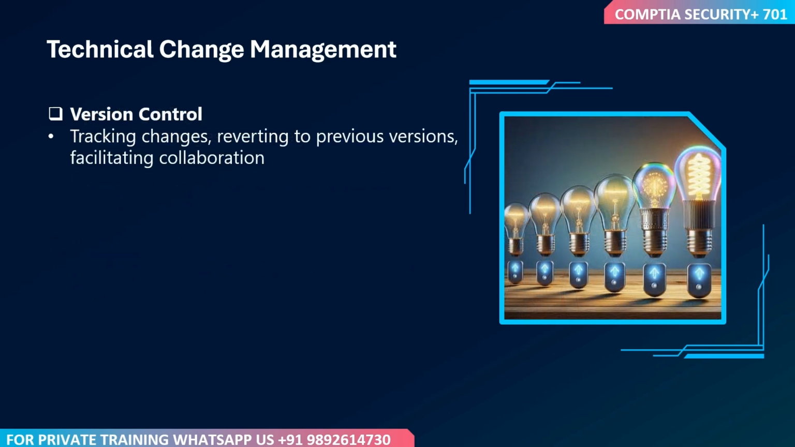Version control. Version control is a system that tracks changes to documents, code, or any other type of file over time. It allows users to manage multiple versions of a file, track modifications, and collaborate seamlessly with team members. So why use version control? Tracking changes. Version control enables users to track who made changes to a file, what changes were made, and when they were made. This accountability fosters transparency and facilitates collaboration.